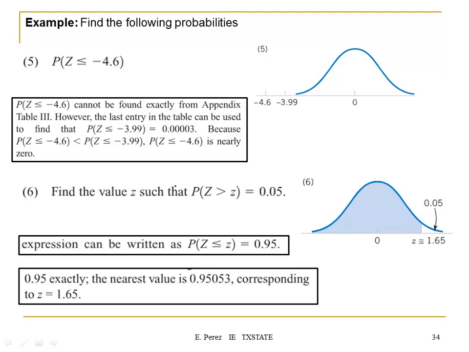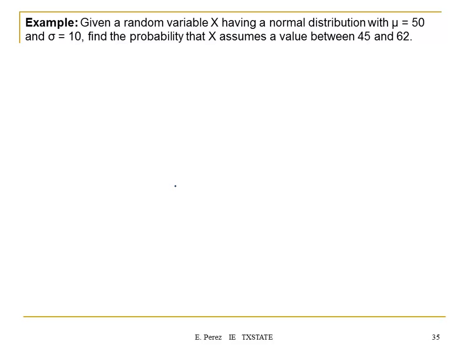Okay, one more thing before we go. And it is the next problem, because I want you to connect what we're doing with the actual problem. Okay? So let's try to solve this problem. Given a random variable x having a normal distribution with mu equals 50 and standard deviation equals 10, find the probability that x assumes a value between 45 and 62.